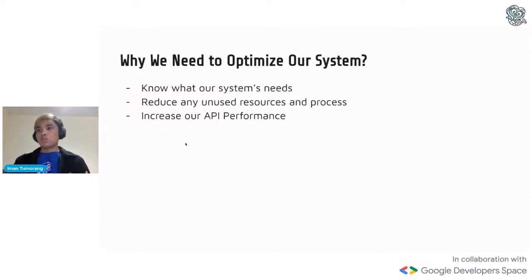We need to optimize because we want to know what our system needs, we want to reduce or improve the resources that our system wants, and also to increase our API performance.